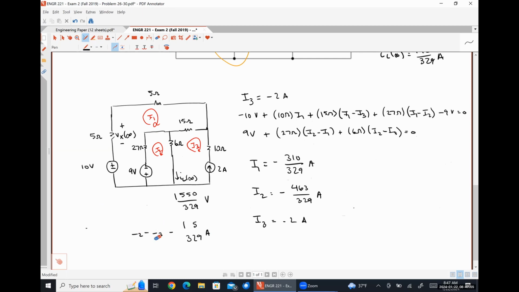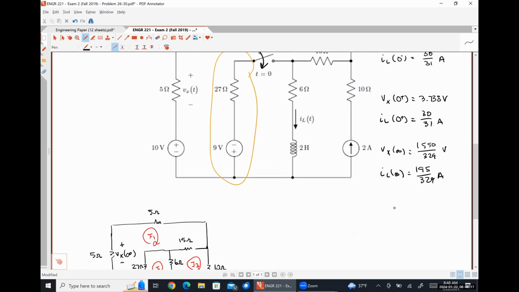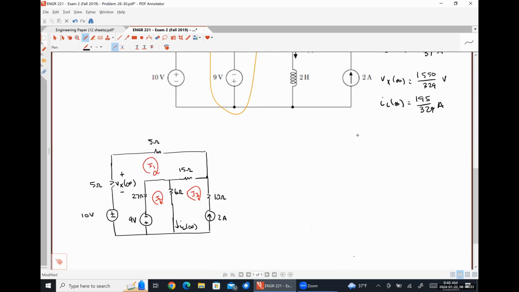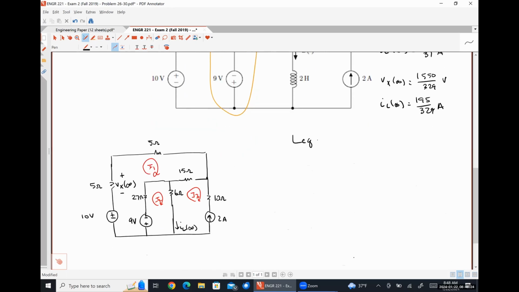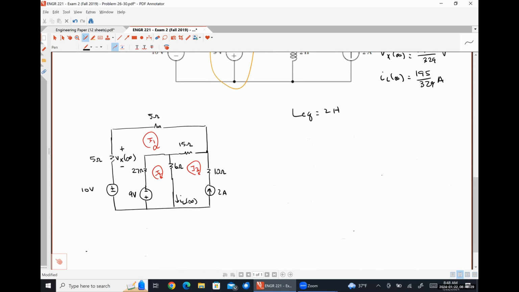All right, so now we need to figure out our time constant. Remind me how we're going to do that. Yep, absolutely right. So because this is an RL circuit, our time constant is simply LEQ over REQ. And LEQ, I firmly believe, is 2 Henries because it's the only inductor in the circuit. So we don't have to do any work for that. So how do we find REQ?